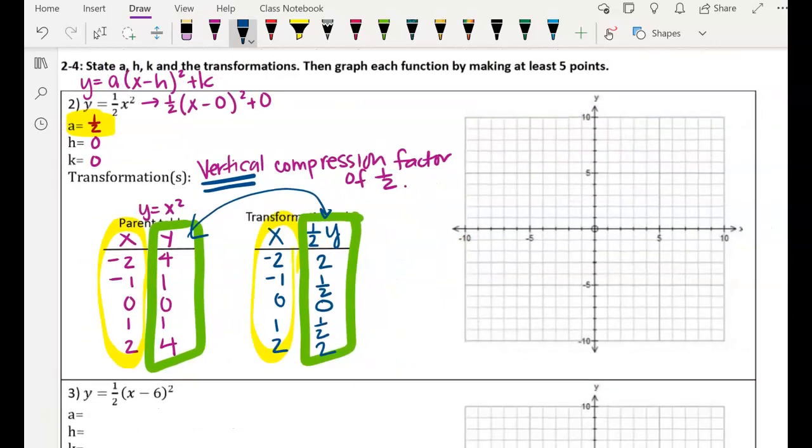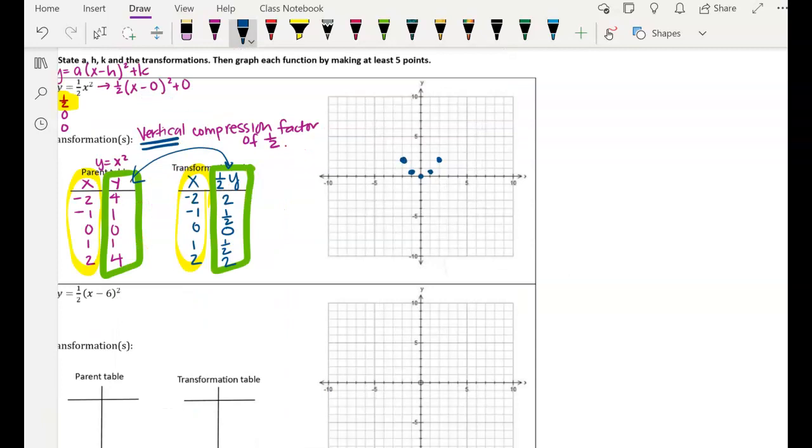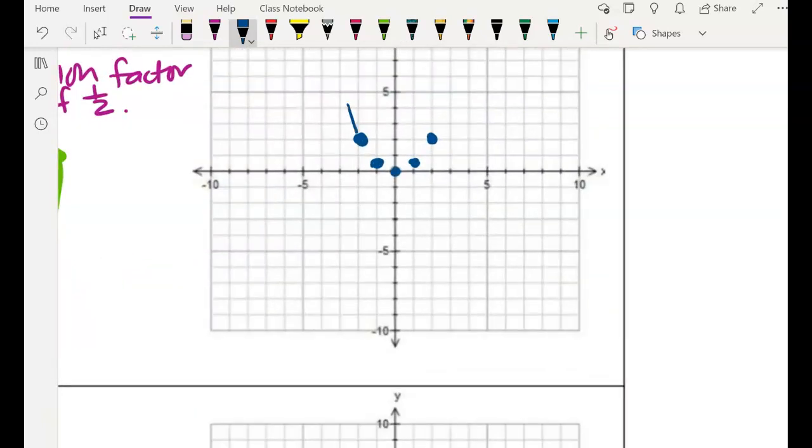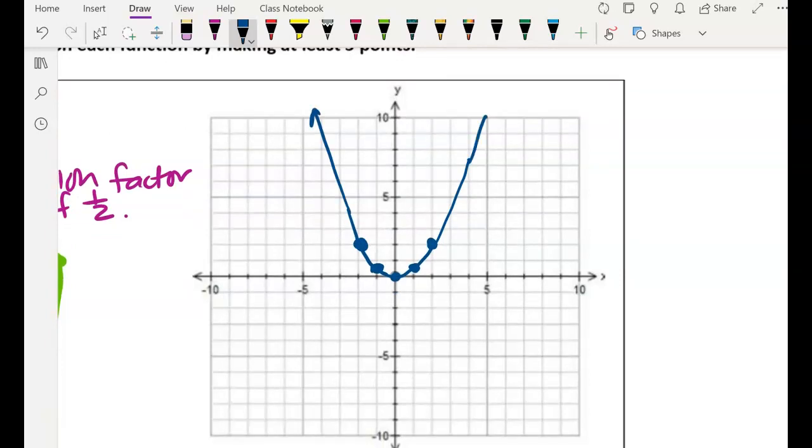So you're going to see that your y values are now shrunk by a half. So -2 is now up 2. Instead of before, -2 was 4. -1 is now a half, so it's going to look like this. And 0 is still at 0. And 1 is now a half, so it's right there. And 2 is now back up to 2. So if we compare these dots, students, with the parent, you're going to see that it's going to be wider, because we are shrinking it. We're smushing it down and making it by a half. So your graph is going to look wider because everything just got compressed by a half on the y.